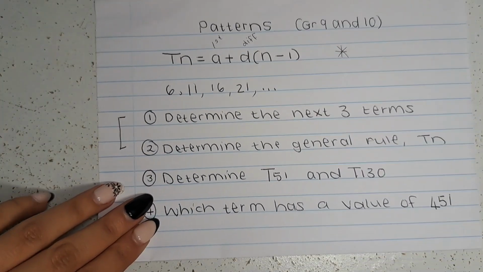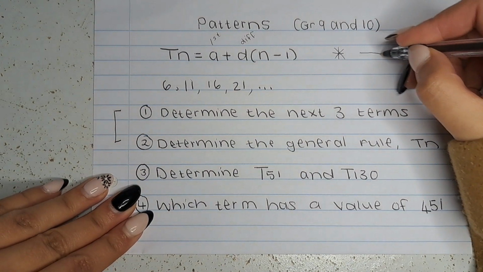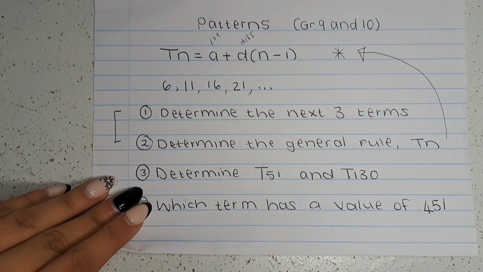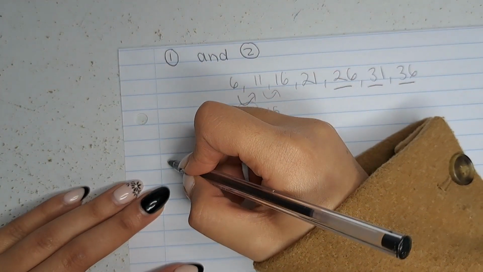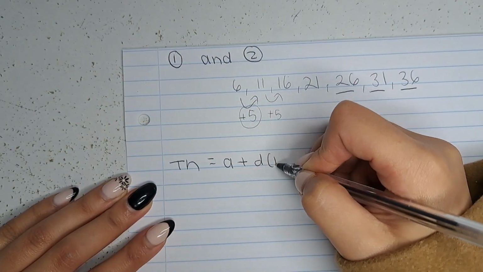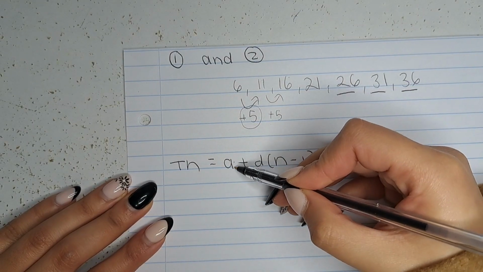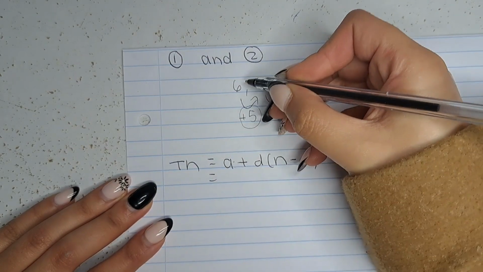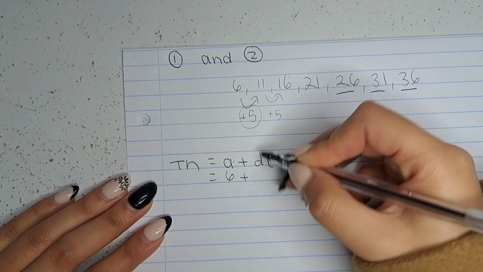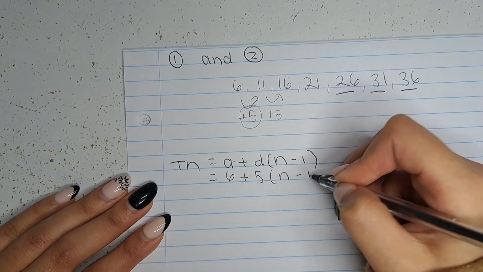Now, question 2 says, determine the general rule Tn. Now, this is directly going to apply this little formula here. So we have Tn is equal to A plus D multiplied by n minus 1. Recall, we said A is the first term in the sequence, so we can replace that with 6. And D stands for the constant difference, which we established as 5. And we keep that n minus 1.